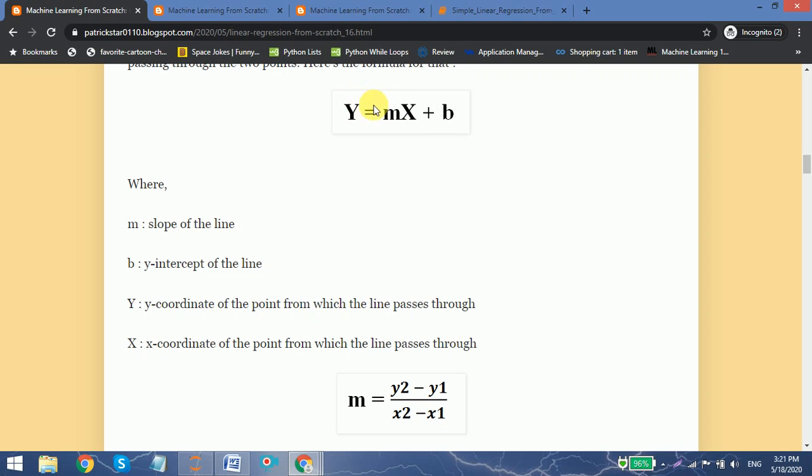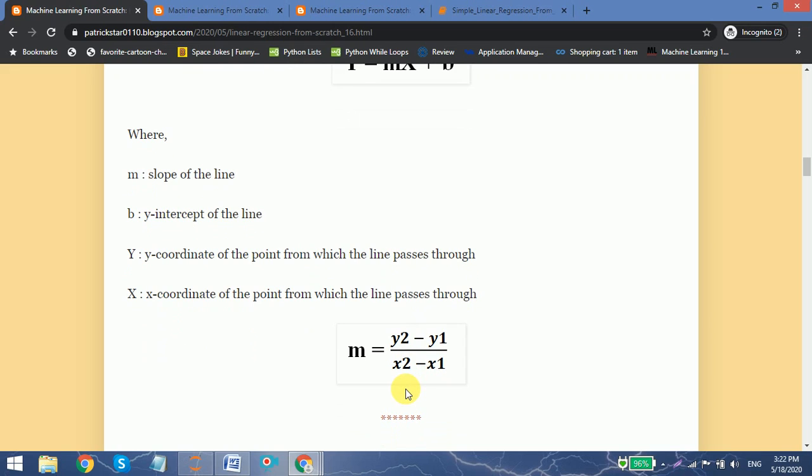So we need to find m and b to find the predicted selling price for our house, as we already have the area. To find the slope of the line, we have an equation: y2 minus y1 divided by x2 minus x1, where x1, y1 is a coordinate point and x2, y2 is also a coordinate point.